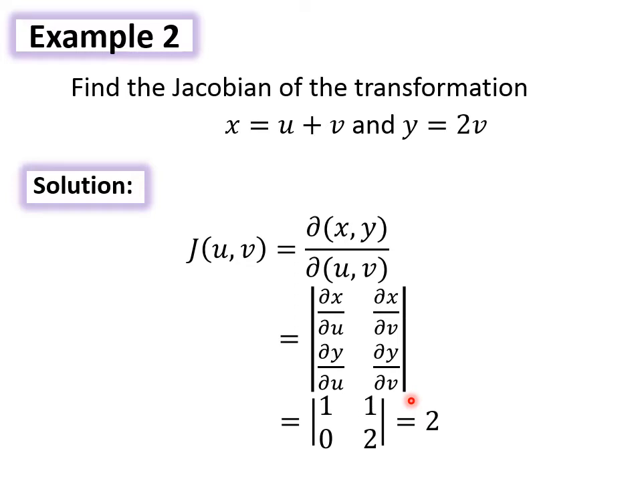In the previous example, the Jacobian is a variable in terms of the new coordinate variables u and v. Here the Jacobian is a constant. So the scaling factor is either a variable in terms of u and v or it is a constant. It all depends on the transformation chosen to shift the points from one coordinate system to another coordinate system.